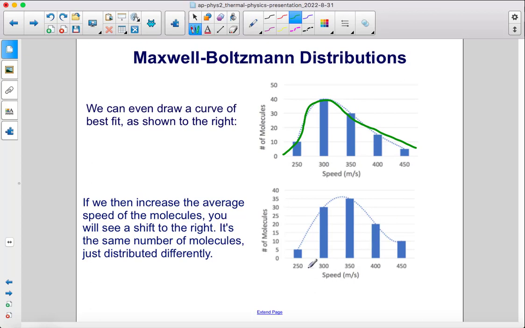If we then increase the average speed of the molecules, you'll see a shift to the right. It's the same number of molecules, just distributed differently. See how the peak was here, and now the peak has moved over to the right.